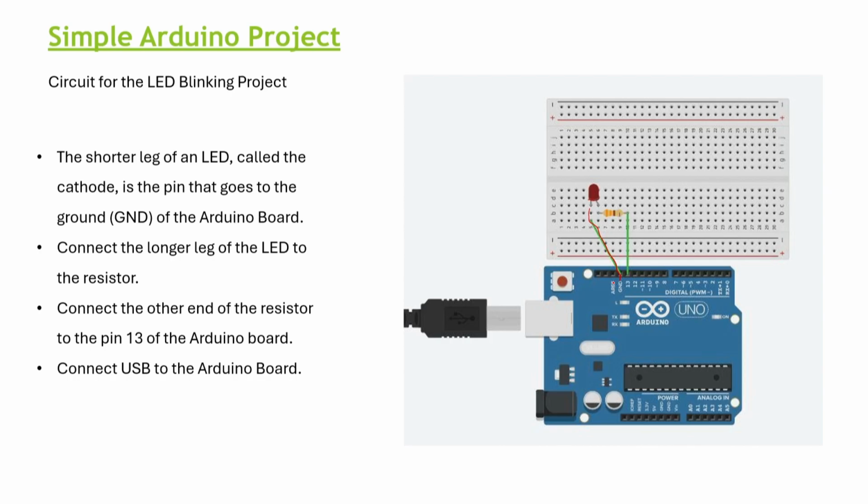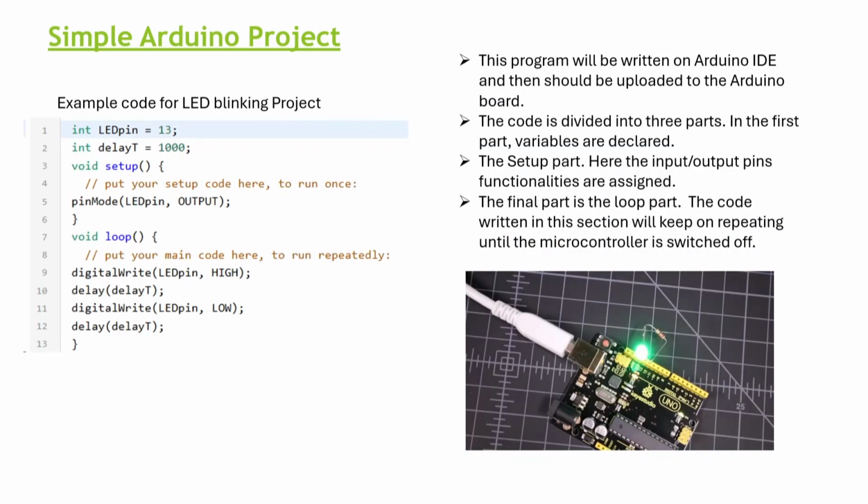Connect the longer leg of the LED, this one, to the resistor that you have, so that you protect it from high current. Connect the other end of the resistor now here to pin number 13 of the Arduino board, and connect the USB to the Arduino board. So, these are the basic configurations that you can create.